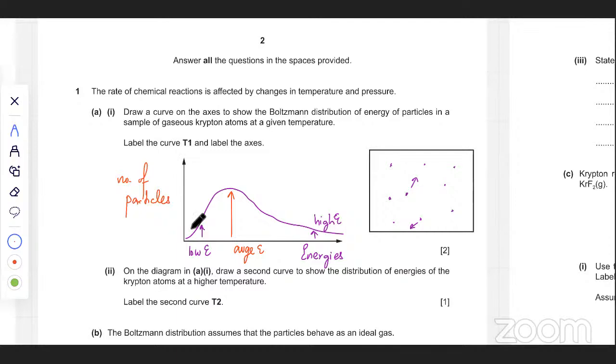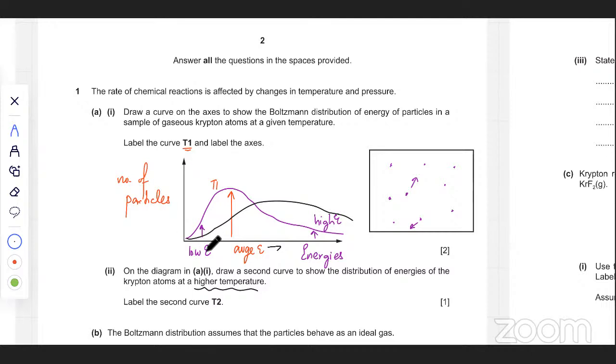The next part is, on the diagram, draw a second curve to show the distribution of energies of the krypton atoms at a higher temperature. And we have to label the first curve that we drew, that's T1. Now, T2: if you increase temperature, the curve is going to shift to the right, and it would flatten out because the average energy now is much higher. You have a higher temperature, so the average energy point would be much higher. There would be more particles having high energy, so the number of particles over here would increase, and there would be fewer particles having low energy.